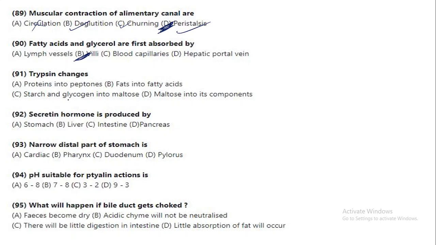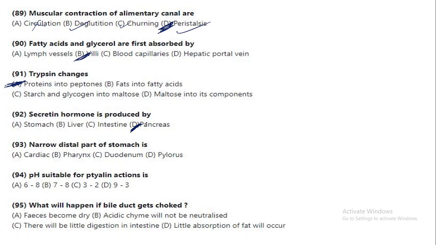Trypsin changes what into what? We know that trypsin has to do with the digestion of proteins. So, proteins into peptones, or starch, fatty acid, maltose. If you have paid attention, you will know that the conversion of proteins into peptones is done by trypsin. Secretin hormone is produced by the pancreas. Again, we shall study this in detail in the endocrine chapter.